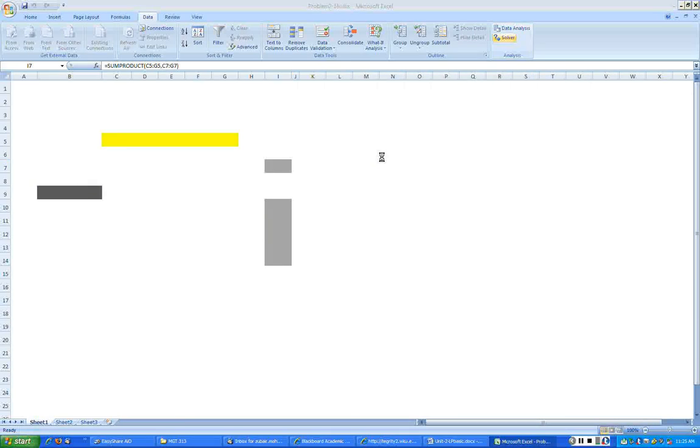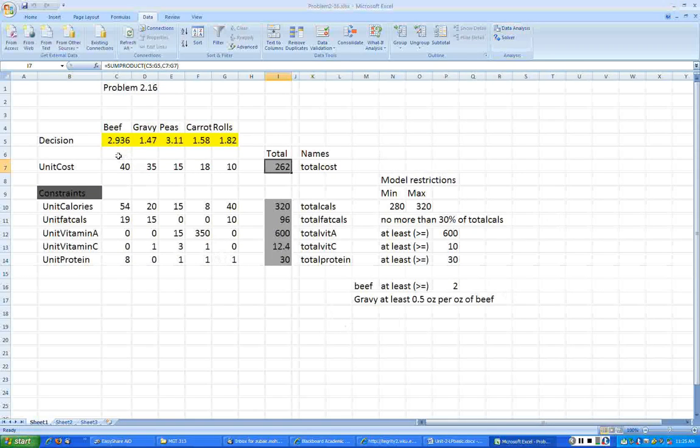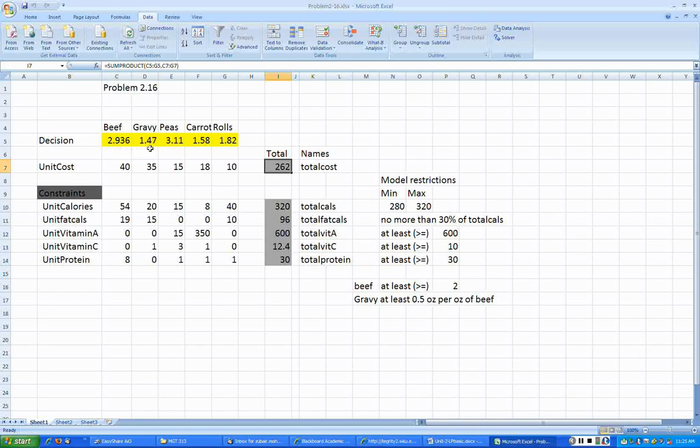Now if you look at the recommendation, what do we get? It says use 2.936 ounce of beef, add 1.47 ounce of gravy. You know, that's just little over half, just about half of that, as you could see. Then 3.11 ounce of peas, 1.58 ounce of carrots, 1.82 ounce of rolls, for a total cost of $2.62.